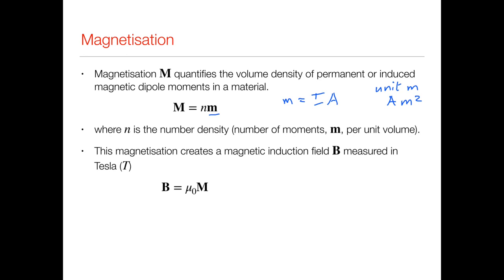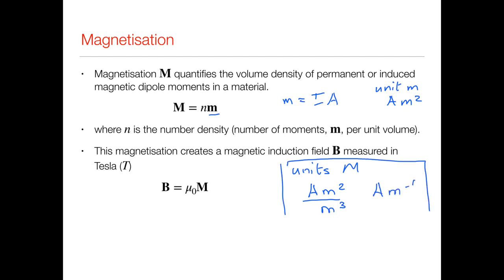So what about the units of capital M? Well, this will be the units of little m, amps meters squared, and we'd need to multiply by the units of n, which is 1 over volume, so this would be meters to the -3. So the units will be amps meters to the -1. Okay, so that's what the units of large M will be.